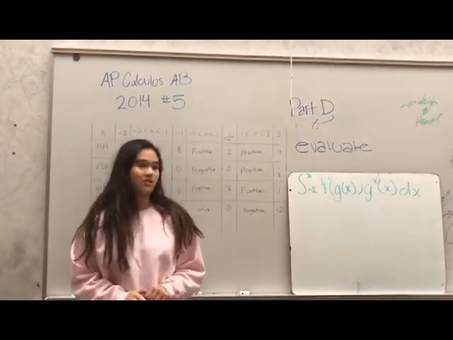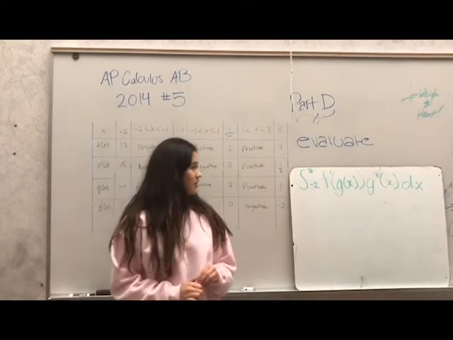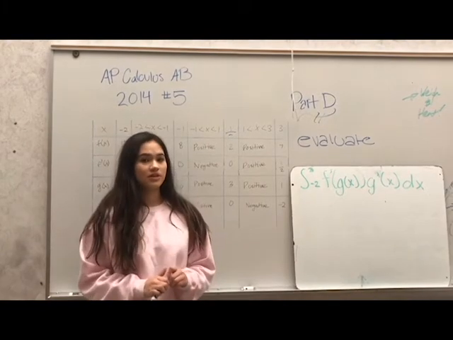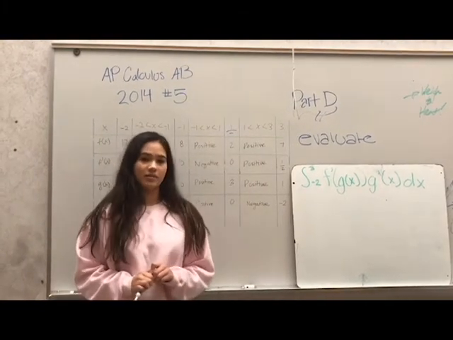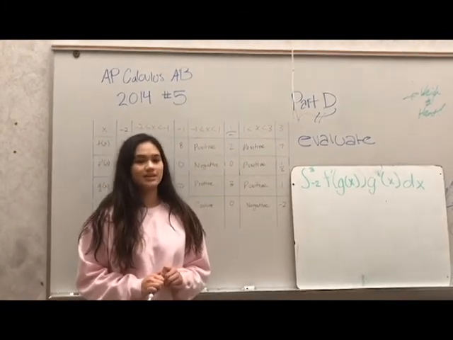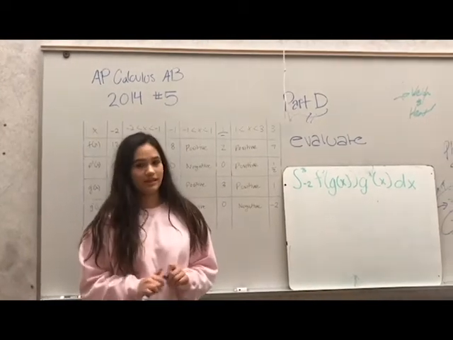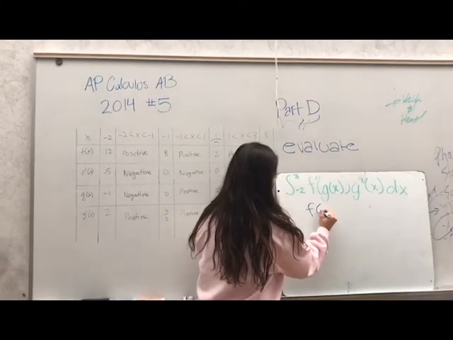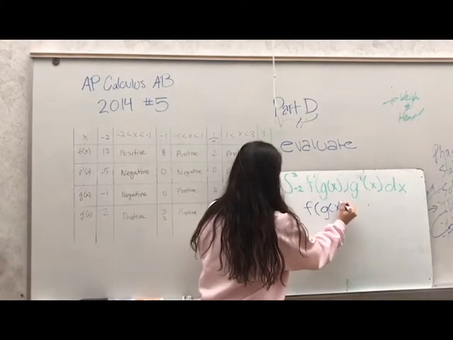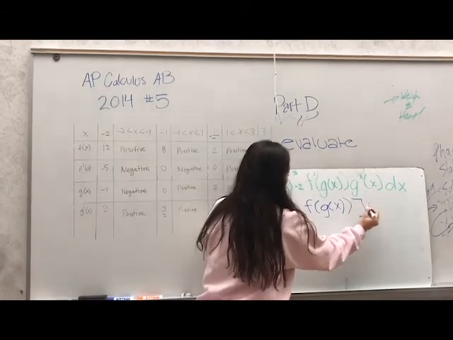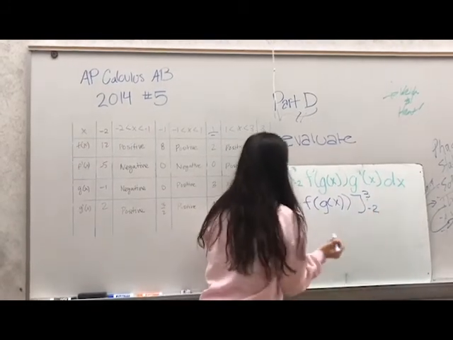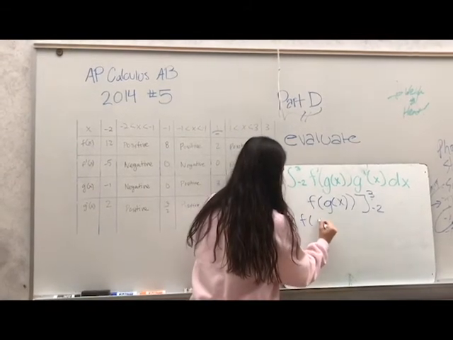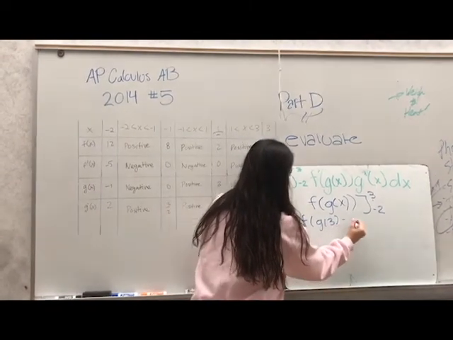So part D asks us to evaluate the definite integral from -2 to 3, f prime of g of x, g prime of x dx. So the first thing you have to do is remember the fundamental theorem of calculus, which states that an integral undoes the antiderivative. So from there, we know that it is f of g of x, and the limits of integration are from 3 to -2.